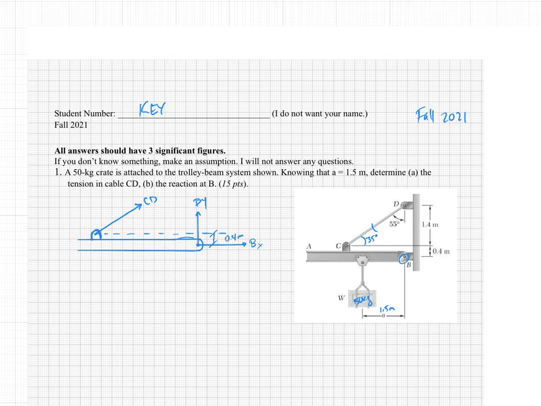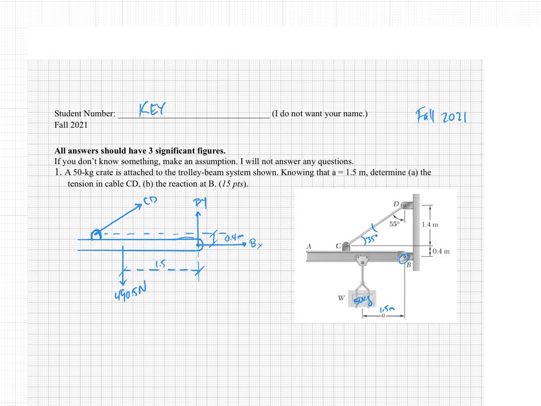And then we've got this 50 kilogram weight. So, let's see. Weight equals mass times gravity. So I'm just going to multiply that by 9.81, and that's 490.5 newtons. Okay, and that's going to have a distance of like that and like that. So this is going to be 1.5 meters.